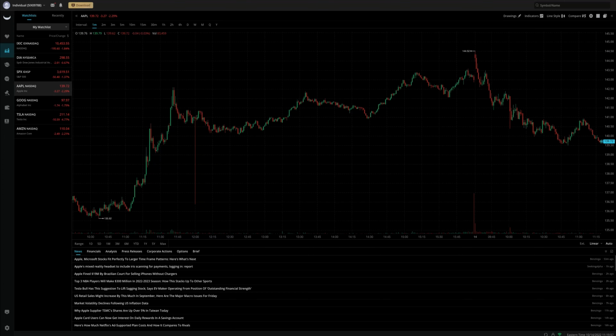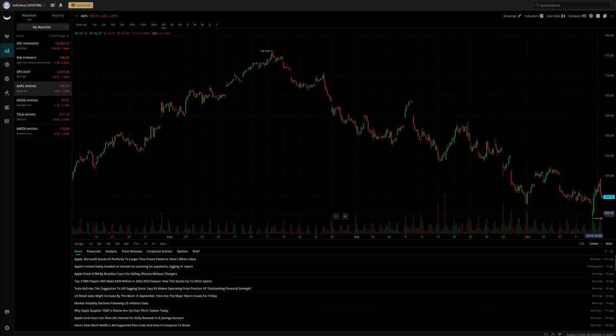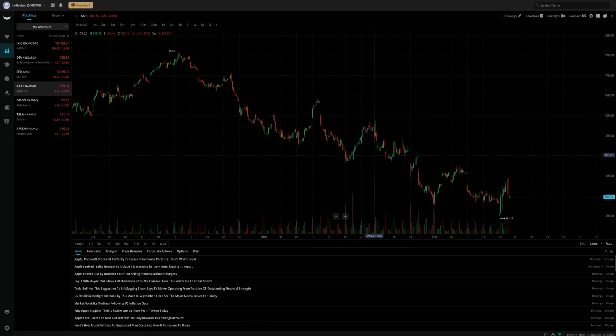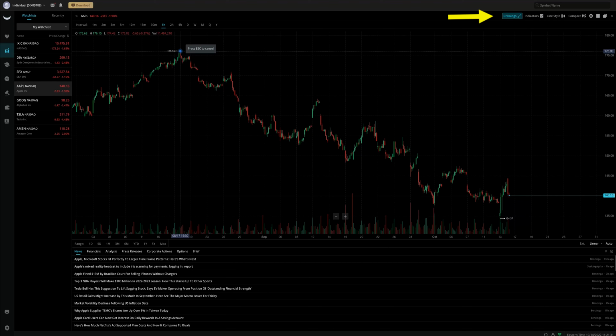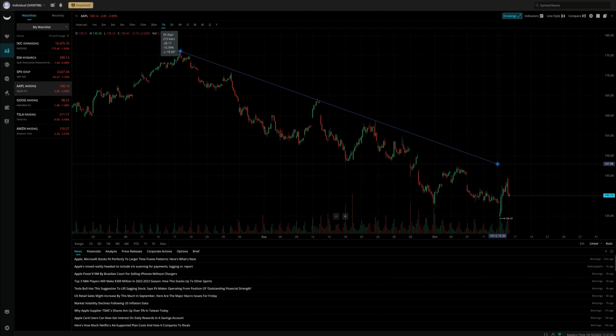As we can see today, the price of Apple is declining. In this chart, you can add indicators, draw lines, and compare it to other stocks, indexes, or anything else. To do so, on the top bar, click Drawing. I will add a trend line here. We can see that Apple is on a downtrend with lower lows and lower highs.